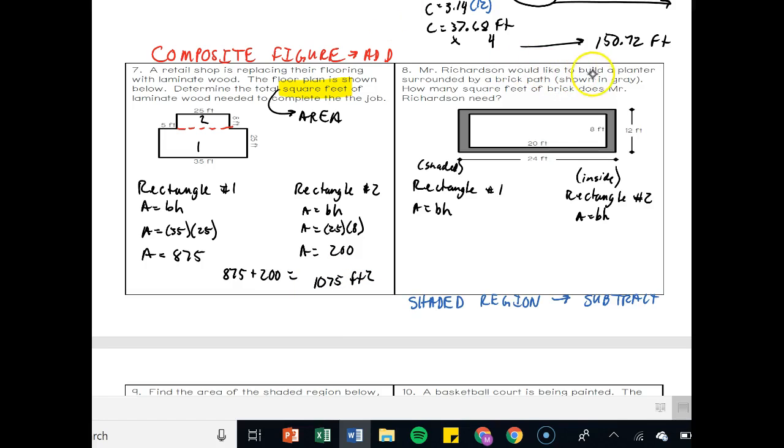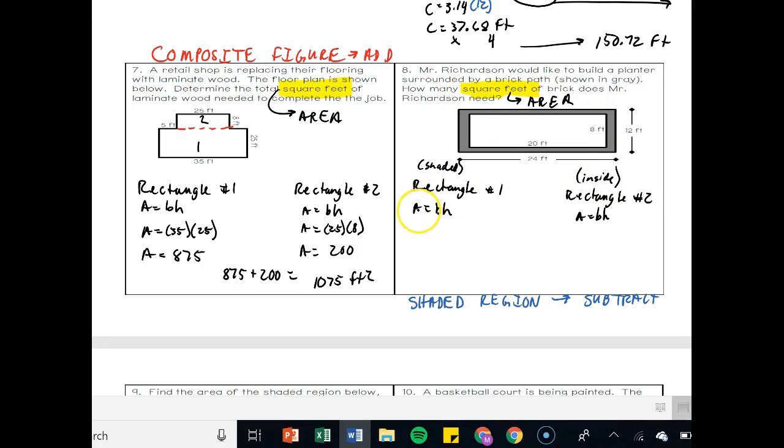Number 8. If Mr. Richardson would like to buy a planter surrounded by a brick path, how many square feet of brick does he need? Again, square foot lets you know, hey, you're working with area. This is one of those shaded region problems, right? Where it's shaded region, we need to subtract, not add. So I got two shapes, a rectangle on the outside that's shaded, a rectangle on the inside that's blank.